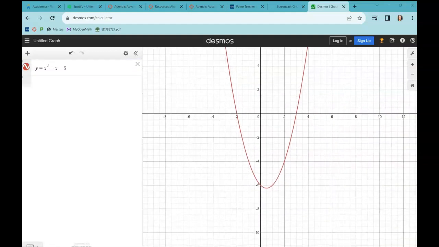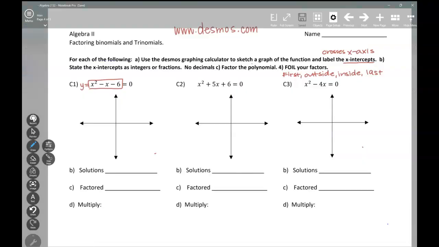Okay, the nice thing about Desmos is we are looking for the x-intercepts, so where this parabola is crossing the x-axis. If you just touch where it's crossing the x-axis, it's going to actually give you the points. So now I know it crosses at the points -2 and 3. So we're going to go back to our paper. Solutions are at -2 and 3. We're just going to draw a rough sketch to demonstrate that parabola.